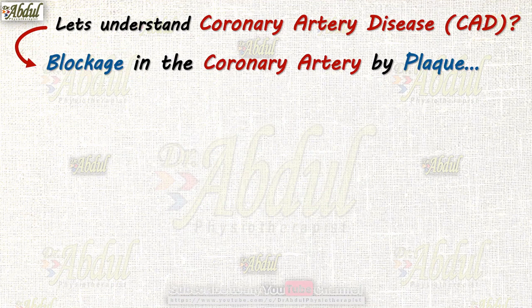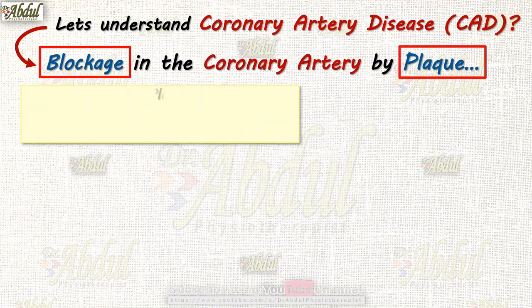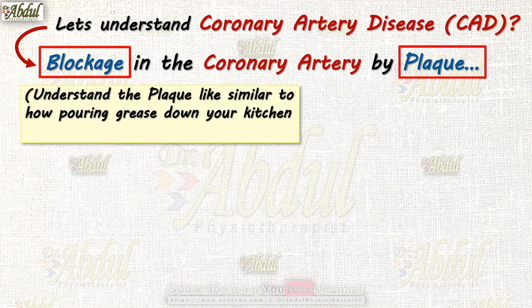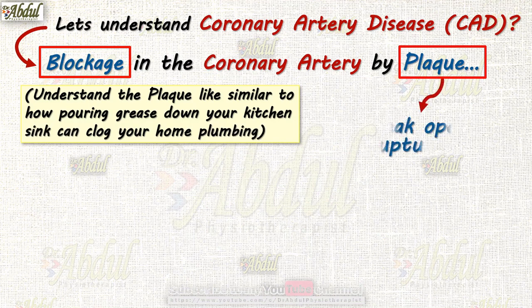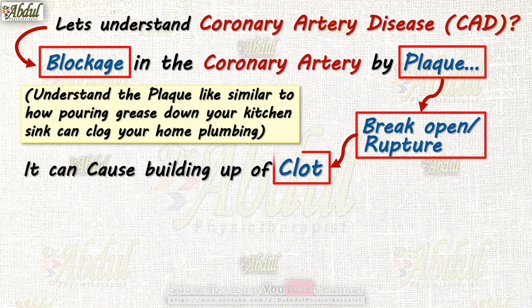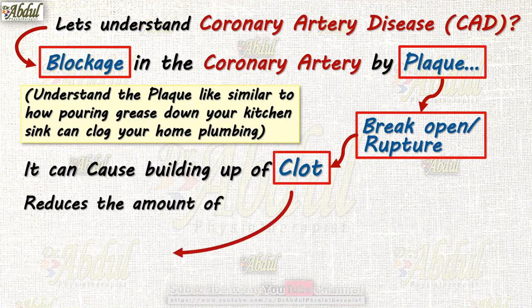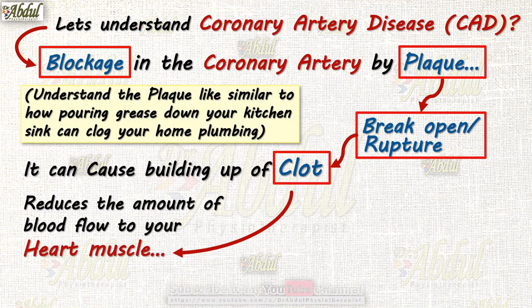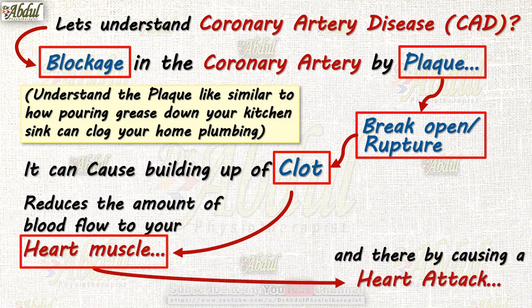Let's understand more about coronary artery disease. There will be a blockage in the coronary artery by a plaque. Understand the plaque similar to how pouring grease down your kitchen sink can clog your home plumbing, just like that. So when plaque breaks open or ruptures, it can cause a build-up of clot, and this clot reduces the amount of blood flow to your heart muscle, thereby causing a heart attack.